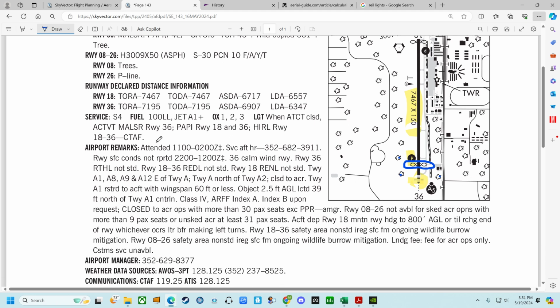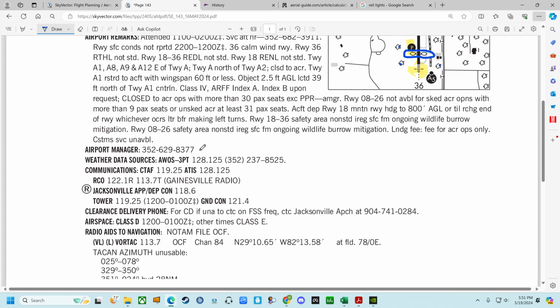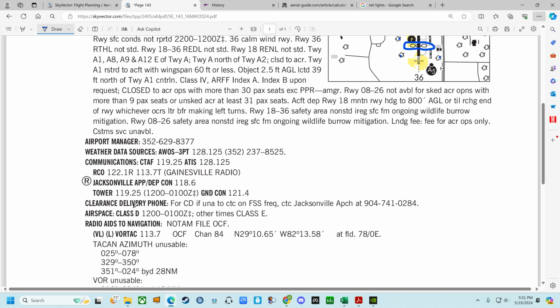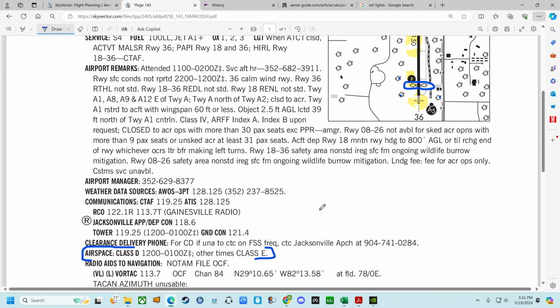Again, look at the airport remarks. So hopefully you took a look at seeing when the airport was attended, right? What kind of airspace it's in. So again, it's Class Delta airspace only from 1200 to 0100 Zulu. At all other times, it's treated as a Class Echo airspace.